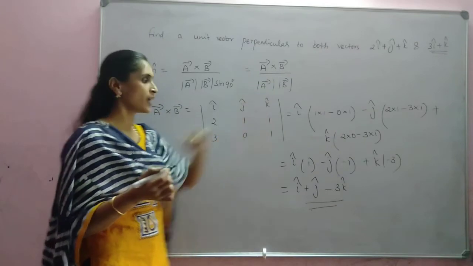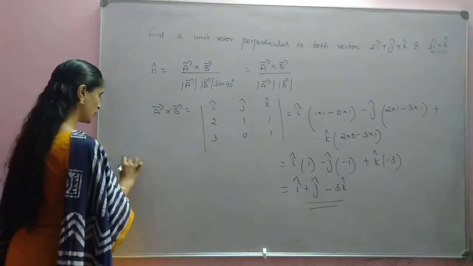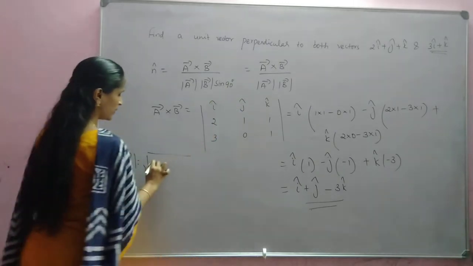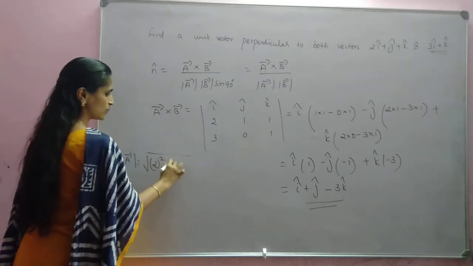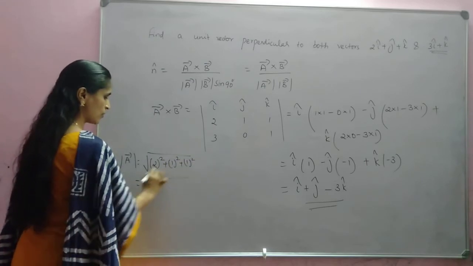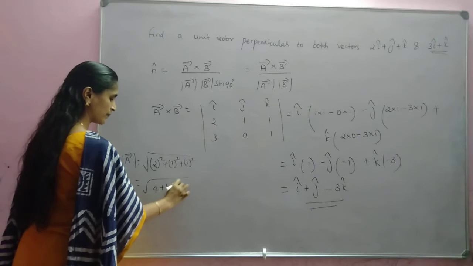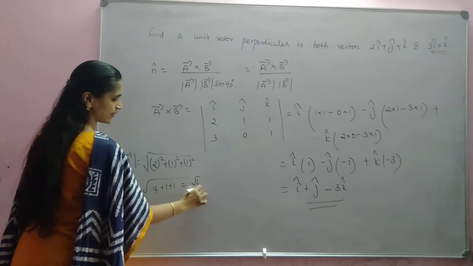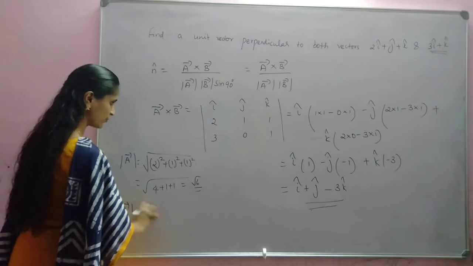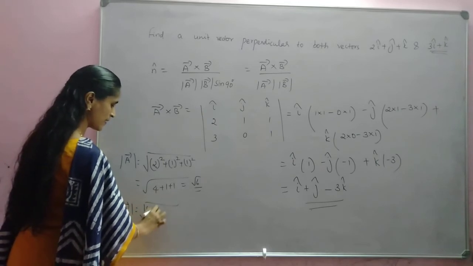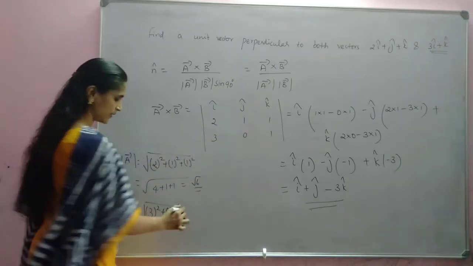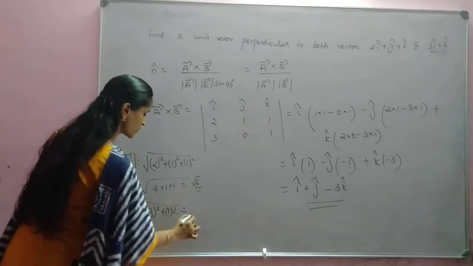Modulus of A. How to find modulus of A? Modulus of A is equal to root of 2 square plus 1 square plus 1 square. What will you get? 4 plus 1 plus 1, 6. Root 6. Similarly, modulus of B, what will you get? Root of 3 square plus 1 square, 0 is not there. What will you get? 9 plus 1, 10.